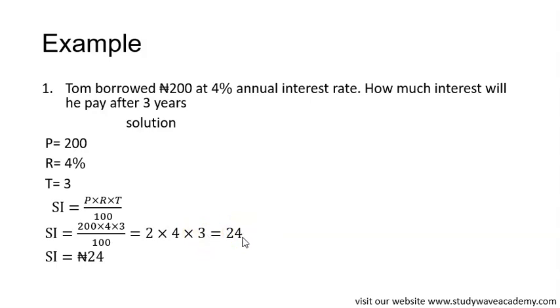Okay? So the interest Tom will pay after 3 years is 24 naira. Tom borrowed 200 naira at 4% annual interest rate. How much will he pay after 3 years? He will pay 24 naira interest. Okay? Do you understand that? Good. So next we're going to be looking at another example.